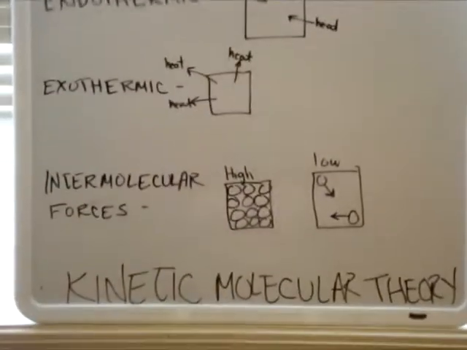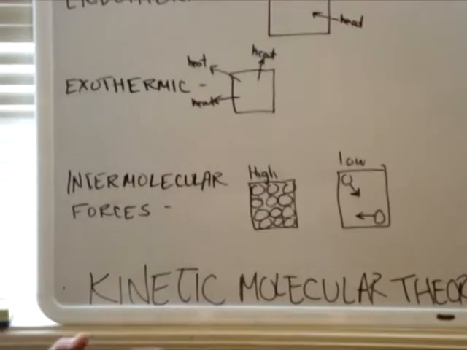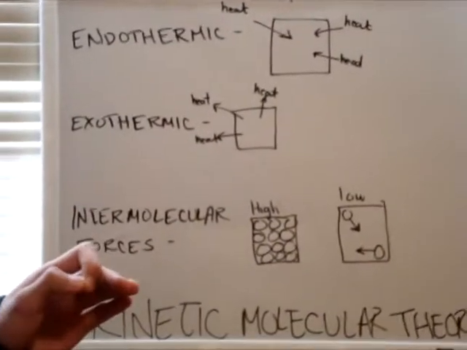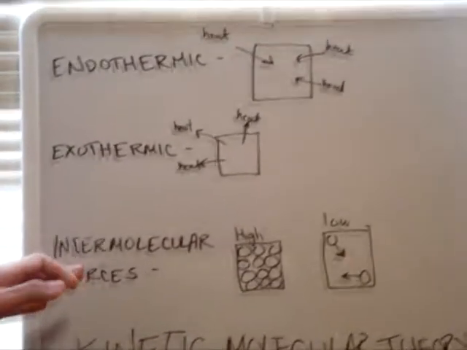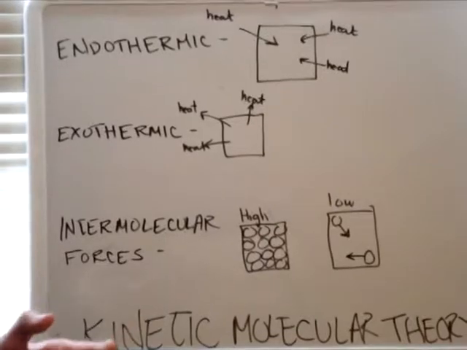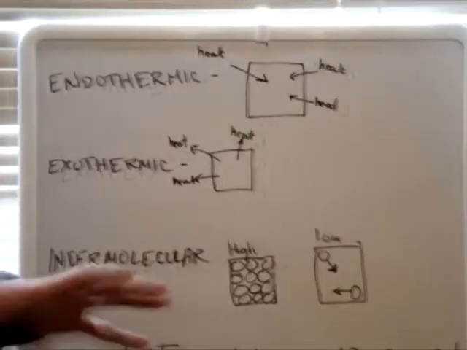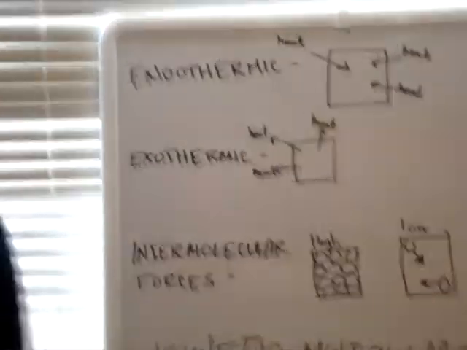Now, intermolecular forces is how strong the attraction is between particles. Everything is made out of particles. This is made out of particles, I'm made out of particles, and you're made out of particles. So, in an endothermic reaction, the intermolecular forces between a substance will weaken, causing the intermolecular forces to break and the particles to spread apart, getting further apart.